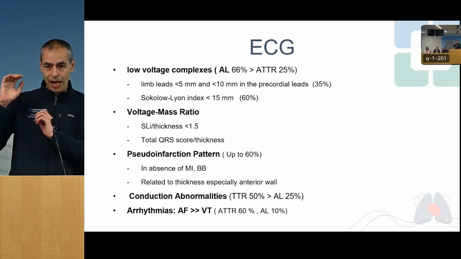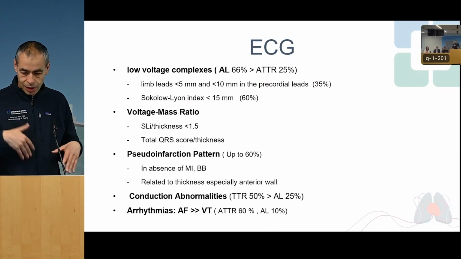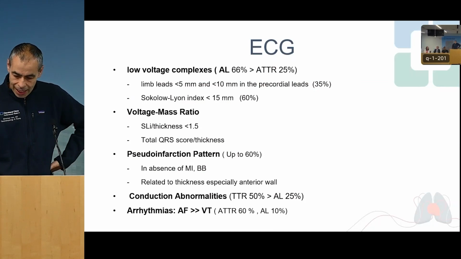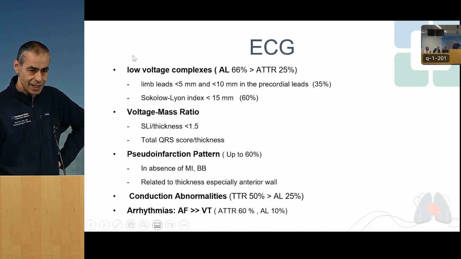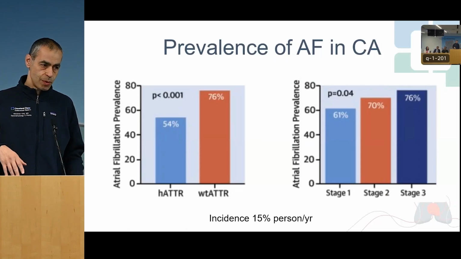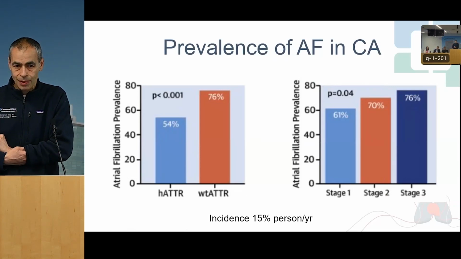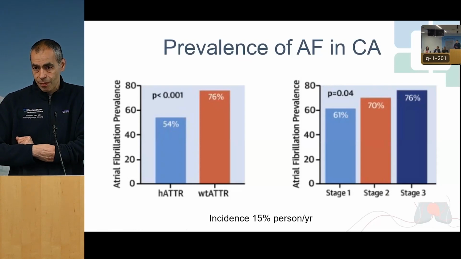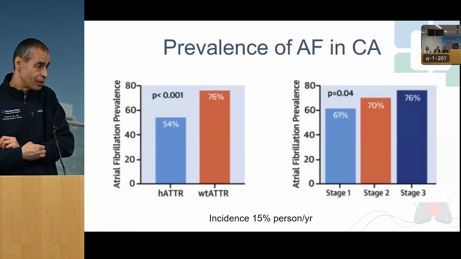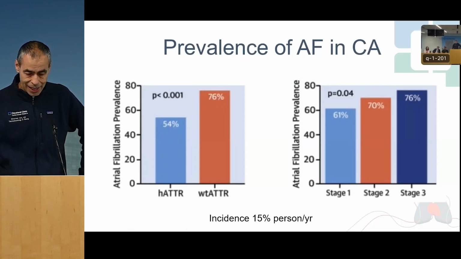So in summary, if you have small QRSs and you have a thick left ventricle, start thinking about amyloidosis, especially ATTR amyloidosis. Is atrial fibrillation common in patients with cardiac amyloidosis? Unfortunately, yes. A lot of patients with amyloidosis have atrial fibrillation, and we have to be careful about diagnosing them early, because the prognosis is impacted if you diagnose these patients early.